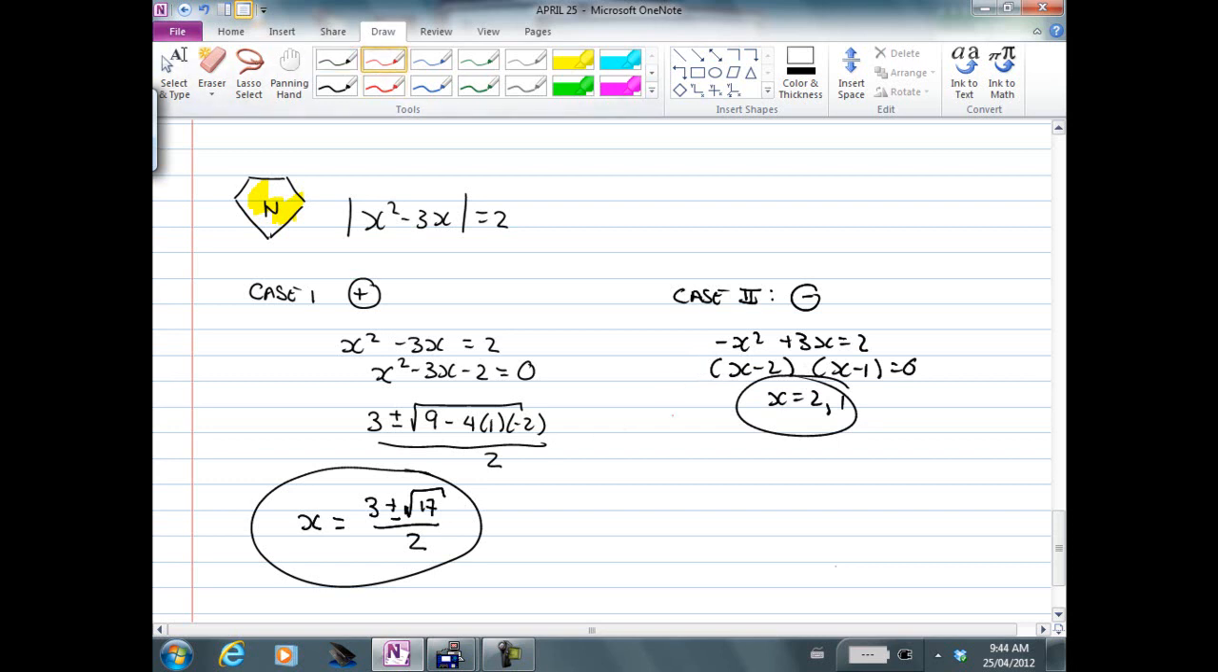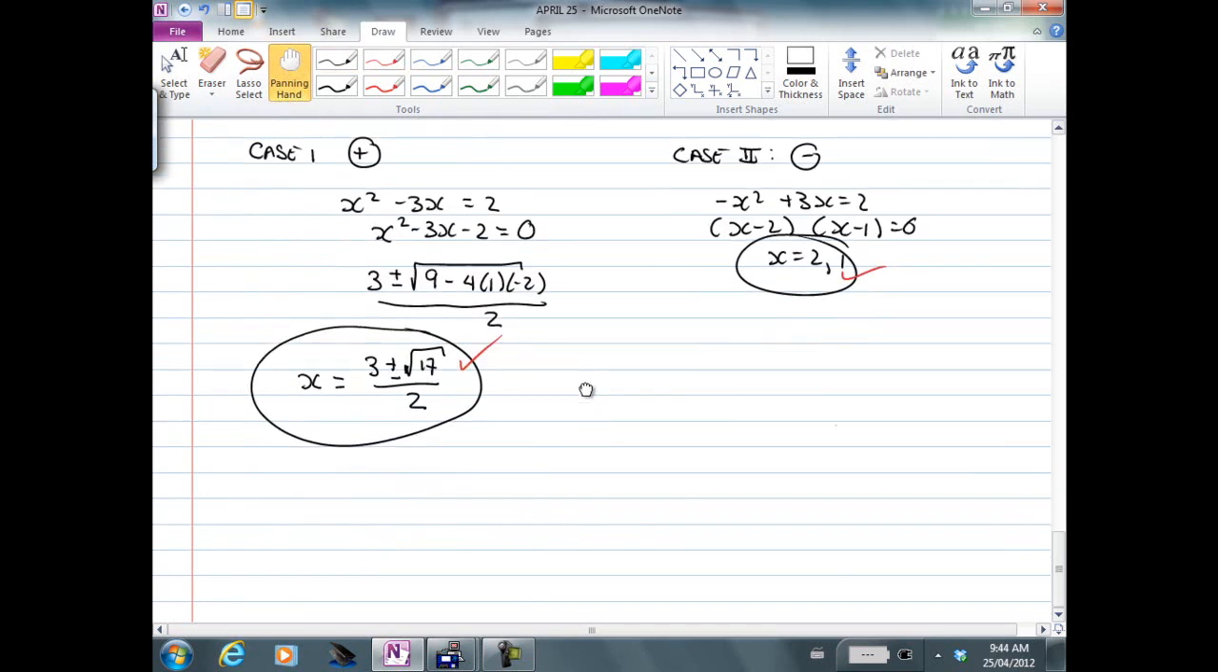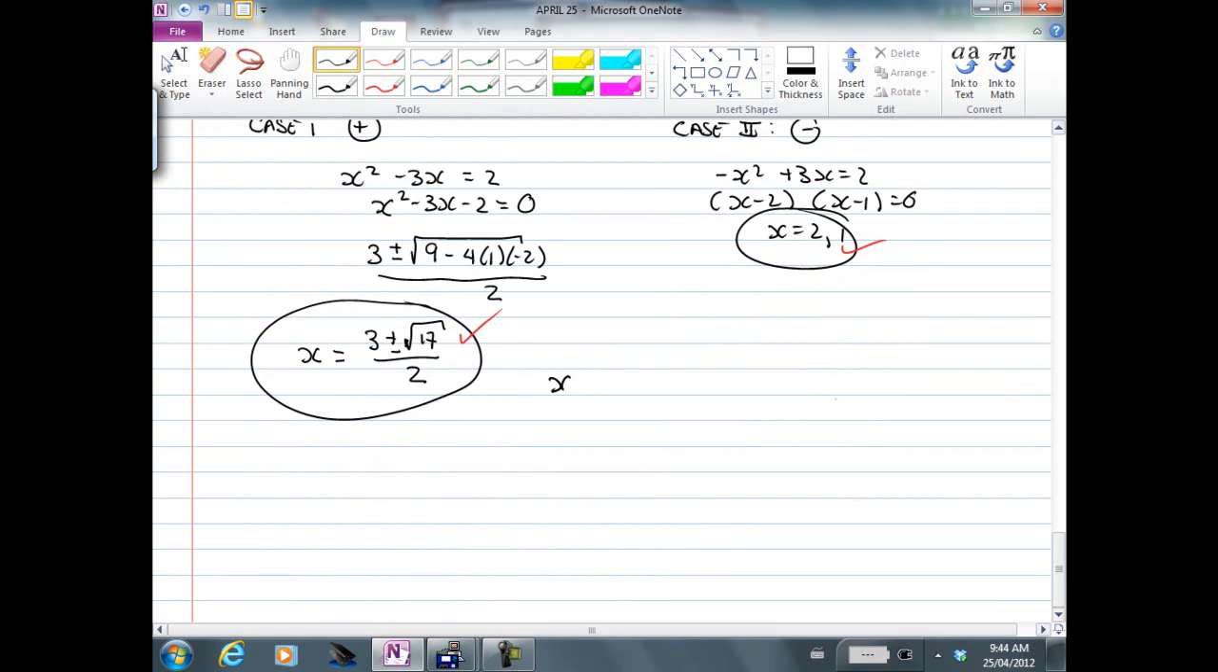When I double check these answers, all of them will work. Every single one of them works. So your final answer in the end is really all 4. So x equals to 2, 1, 3 plus minus square root of 17 over 2.